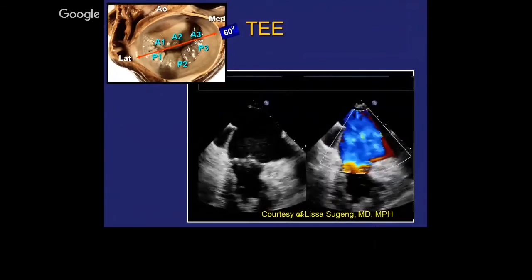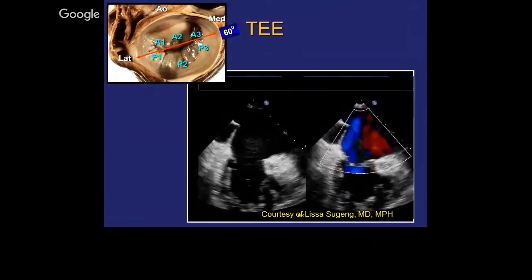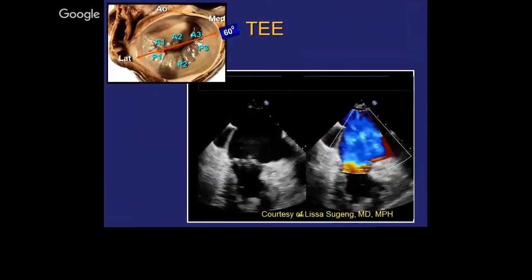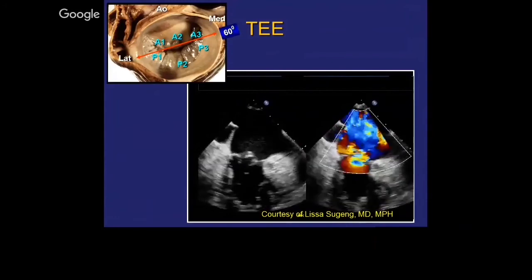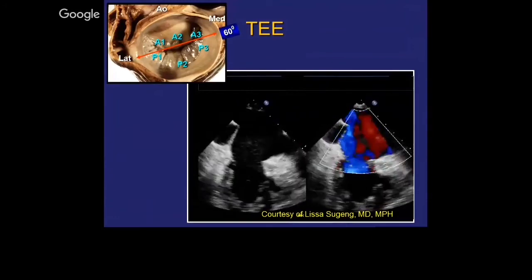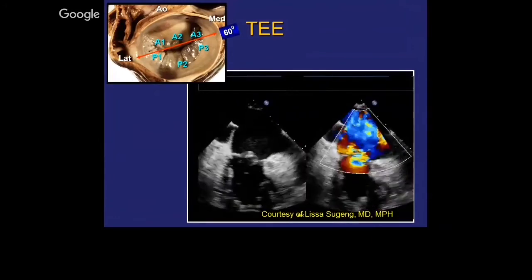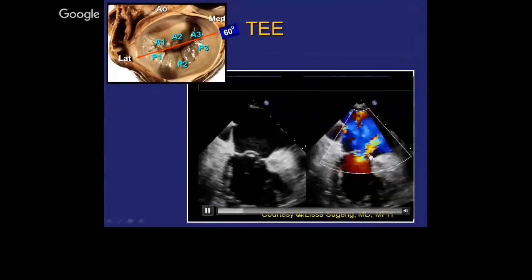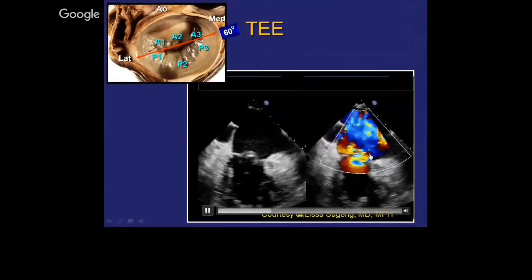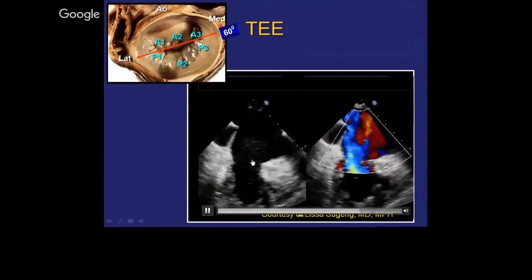So here, just the same thing, but right now we're at about 60 degrees, and that is the mitral commissural view. You can appreciate that it's still an eccentric jet, but you've got a bit of anterior leaflet in the middle, and then you've got posterior leaflet on the left and the right, haven't you there? That is correct. That is absolutely correct.